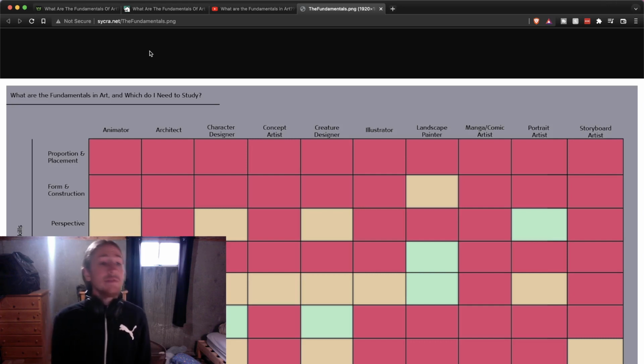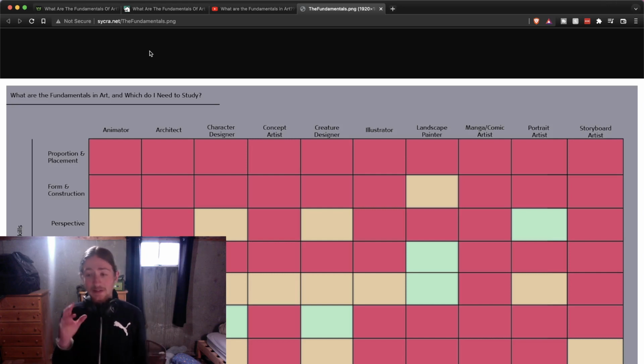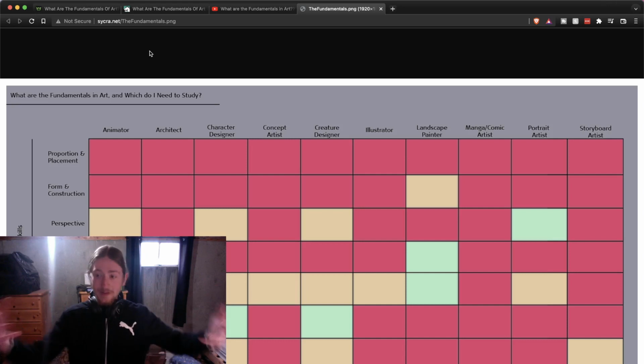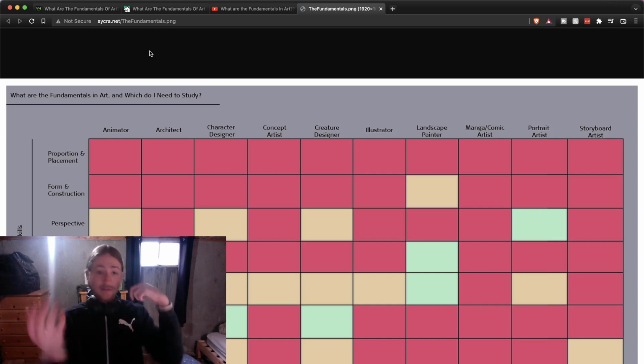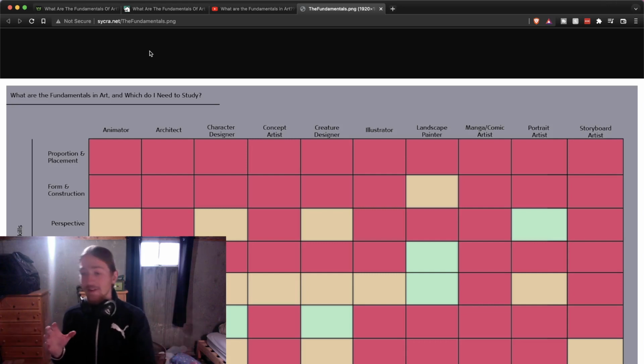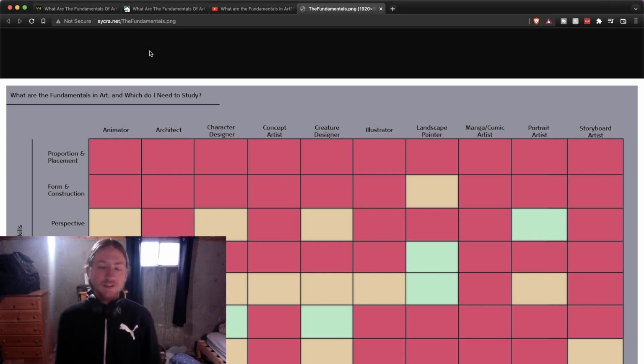There's perspective, which is understanding and being able to place forms within 3D space and make it feel real, basically. You're really understanding how 3D space works, and you understand how forms work, so you can place forms within 3D space. That's really important to understand to make a realistic drawing, image, or illustration.